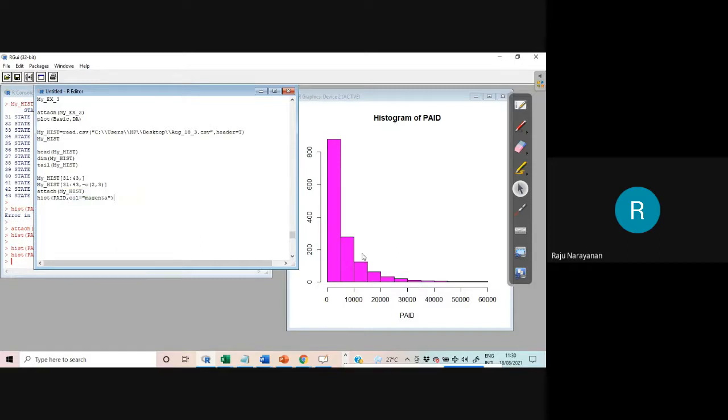Now, from this diagram itself, you can see that it is a positively skewed distribution. That is, more frequencies are there for small values and small frequencies are there for higher values. Therefore, the distribution is not symmetric. Suppose you want more breaks. These are the breaks, no? You can give breaks is equal to 20. It will give you 20 breaks.